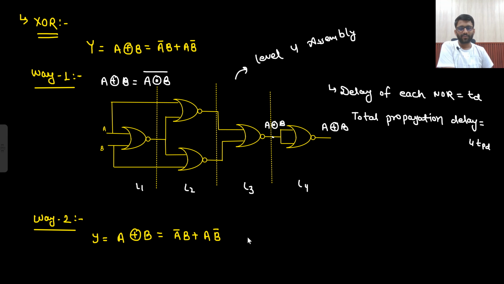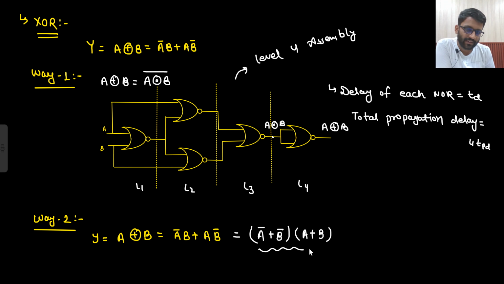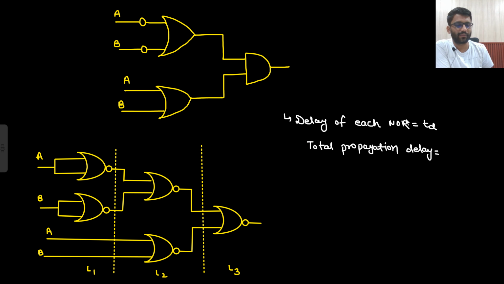Now what could be the way 2? First I will see this, and my question will be, is this the way you want? No, this is not the way I want, because I want product of sum form. So for product of sum, I have (A bar + B bar) into (A + B). Combined this will take 3, this will take 1 and this will take 1. So total it will take 3 plus 1 plus 1, so a total of 5 will be required for (A bar + B bar) into (A + B).